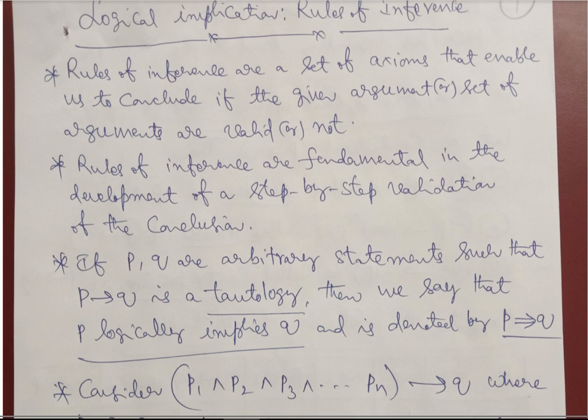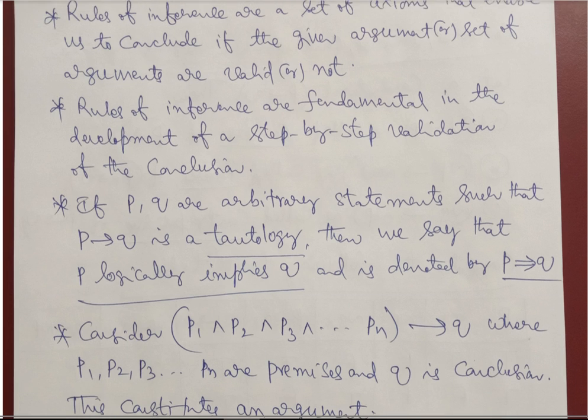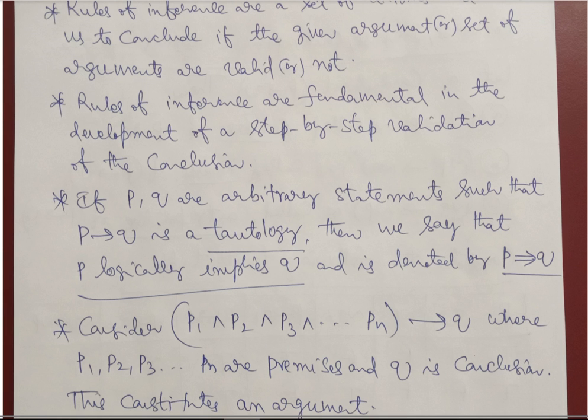Before we go to the rules of inference, let us consider two important topics: one, the logical equivalence, and the other, related jargon with respect to the implication. The first one: consider P and Q are arbitrary statements such that P implies Q. Hope you remember that P conditional Q we have discussed earlier. If P implies Q is a tautology, then we say that P logically implies Q.